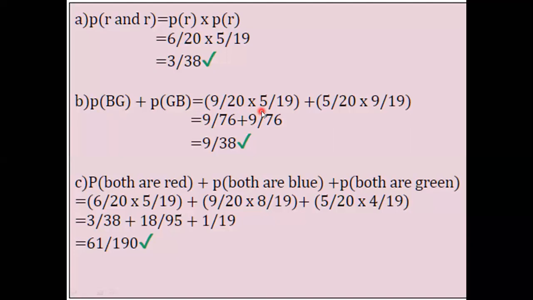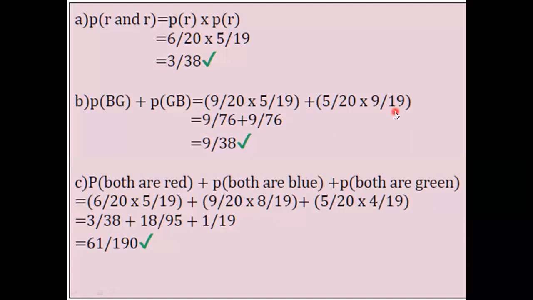Remember, the first selection was a blue. So the total green balls remains the same, but the total blue balls is the one that changed. Now, because one blue has been selected, we have a total of 19 balls in the bag. Hence, the reason why we have 19 at the bottom here. Now, this is done with. Now we are looking at the possible selection of green first, then blue.